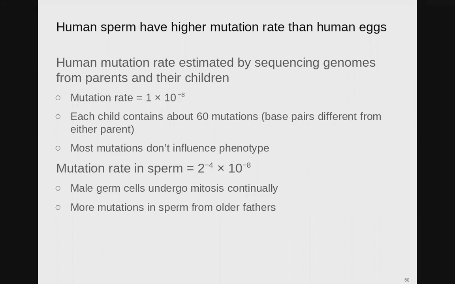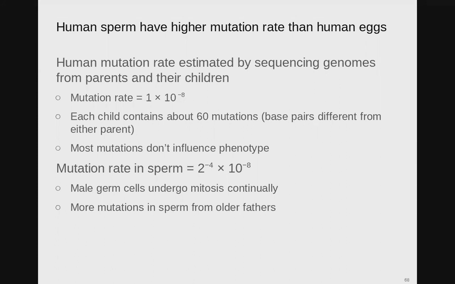Now, human sperm also have a higher mutation rate than human eggs. The mutation rate is about 1 in 10 to the minus 8. So each child has about 60 mutations, base pairs that are different from either parent, which I think is kind of a wild thing to think about. I don't know about you guys, but I look really different from my parents, not just my mom or my dad. And to think that there's only 60 base pairs of mutations that have occurred that partially give rise to that. I mean, recombination is the other part, but 60 base pairs of mutations, not a lot of mutations every generation, right? Kind of a weird thing.